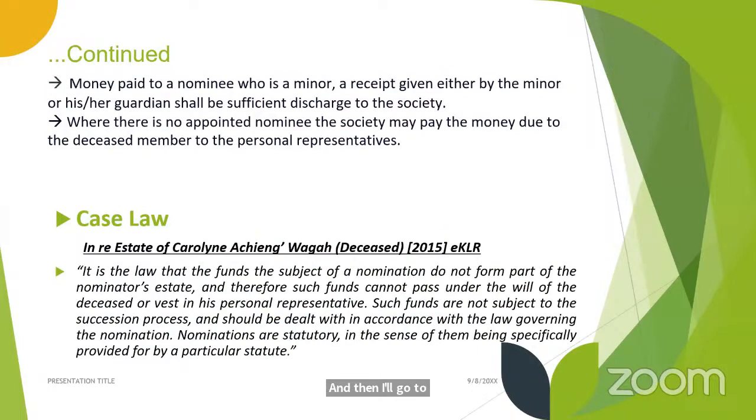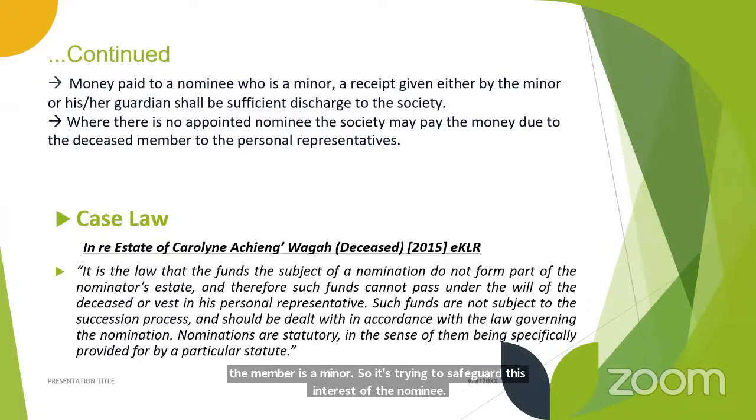Then this applies to nominees when you're nominating a minor. The rules say that for money paid to a nominee who is a minor, a receipt given either by the minor or her guardian shall be sufficient discharge to the society. So if the member nominates somebody, and the proceeds are given to the minor, it will be considered that the SACCO sufficiently discharged its obligation, even without necessarily giving it to the guardian. So it is trying to safeguard the interest of the nominee.